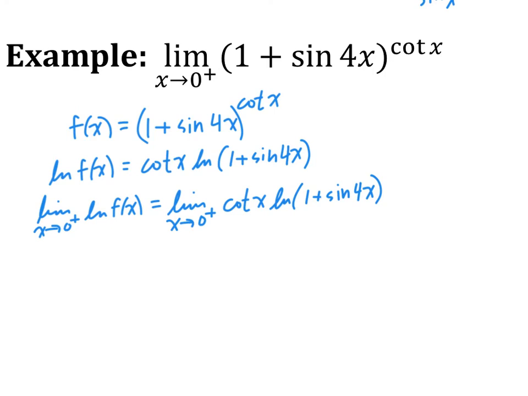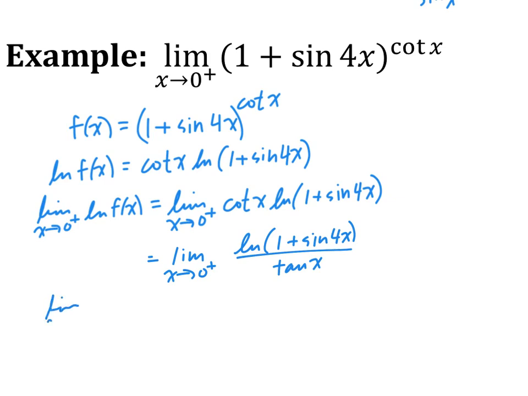Let's just change it a little bit. Cotangent is the same thing as 1 over tangent. So we can write it this way. Let's double check. Okay, so now if I plug in 0, I'm going to get 0 in the numerator. Tangent 0 is 0. So this is 0 over 0, which is what we want. So let's write out our proof for L'Hopital's rule.